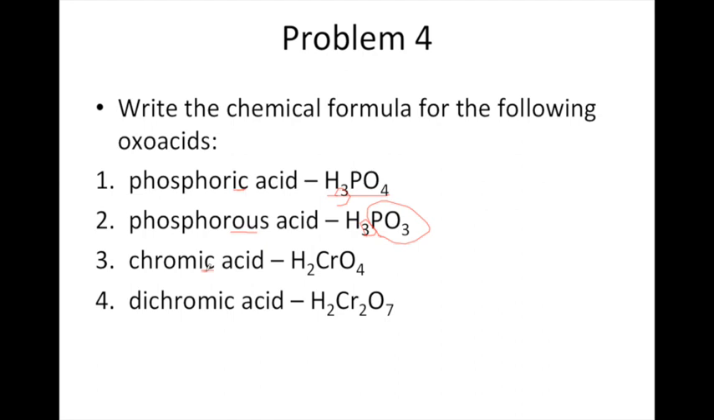Chromic acid tells me we need the chromate ion. Chromate is CrO4 2-, so we must have 2 hydrogen ions paired with that. And dichromic acid, again, dichromic means we need dichromate. So the dichromate ion is Cr2O7 2-, so we need 2 hydrogen ions to give us a neutral chemical formula.